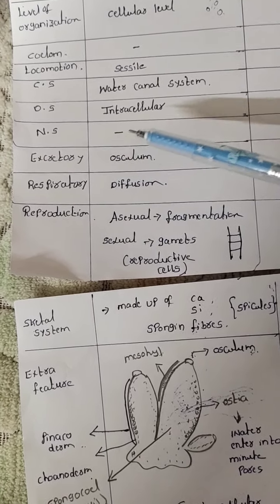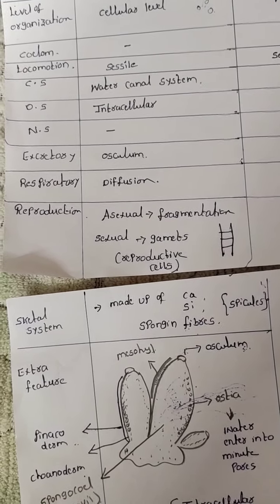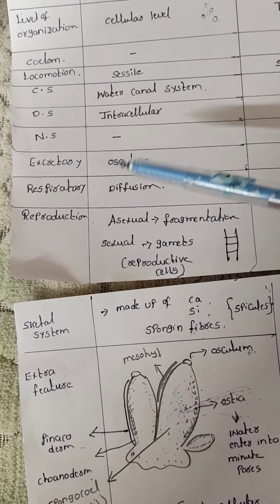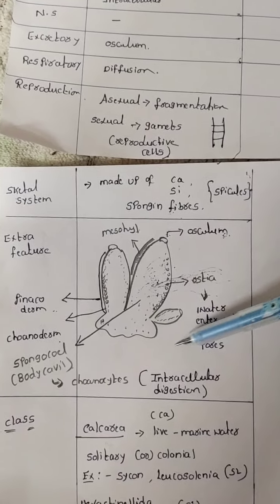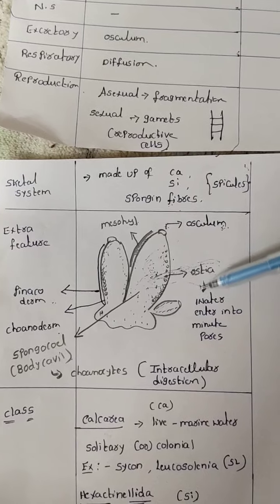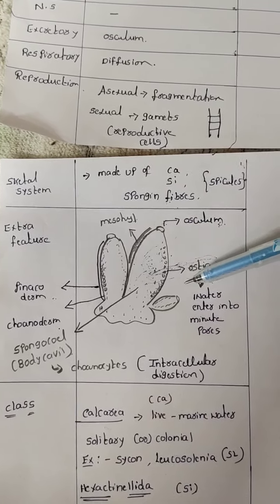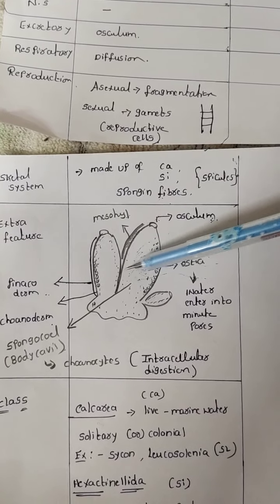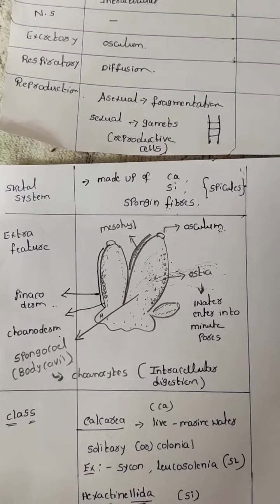That's why here the excretory pore is what? Osculum. Through the osculum the excretory waste material will go out. And respiration. Respiration by what process? Diffusion. Why? Because surrounding water is there. That is what type of water? Oxygen containing water. That's why, from higher concentration to lower concentration, the oxygen enters inside. That process is called diffusion.